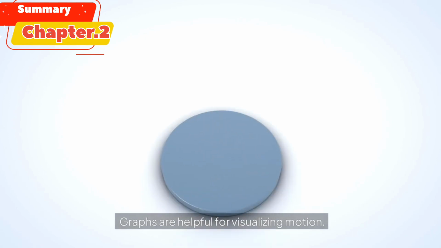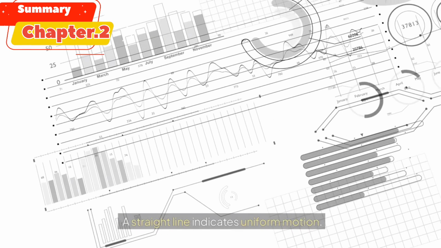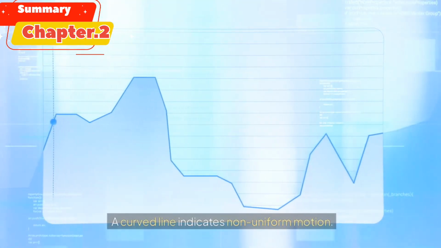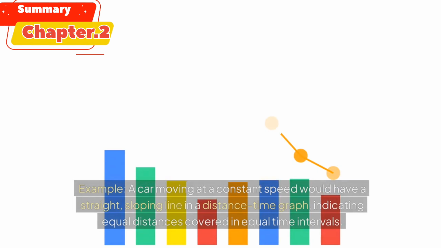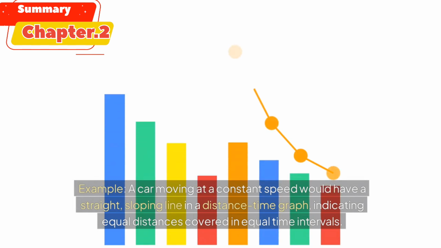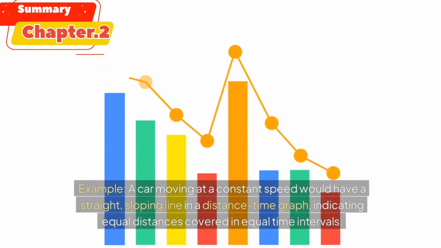Graphical representation of motion. Graphs are helpful for visualizing motion. Distance-time graph: a straight line indicates uniform motion, and a curved line indicates non-uniform motion. Example: a car moving at a constant speed would have a straight, sloping line in a distance-time graph, indicating equal distances covered in equal time intervals.